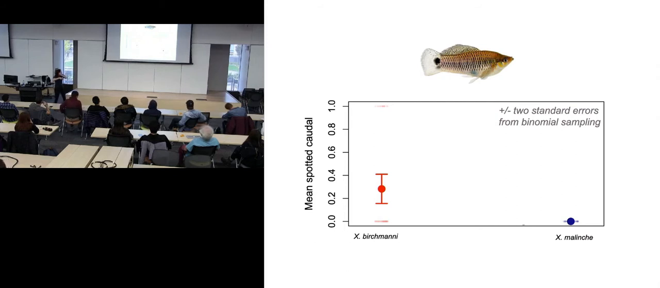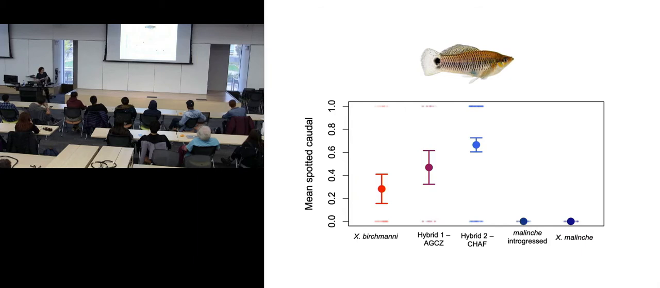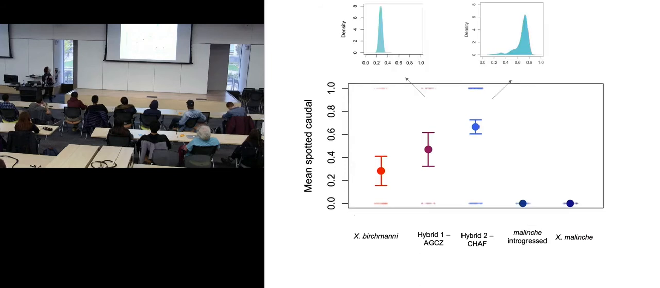And one of our first hints that something unusual was going on with this trait was that as we collected individuals from hybrid populations, we saw the trait was at extremely high frequencies. And this is surprising because given the ancestry in those populations, we would have expected the trait to be lower frequency than what we see in birchmanni. So this is one feature that suggests there might be some kind of interaction between the birchmanni and Malinche genome that is changing the expression of this trait.